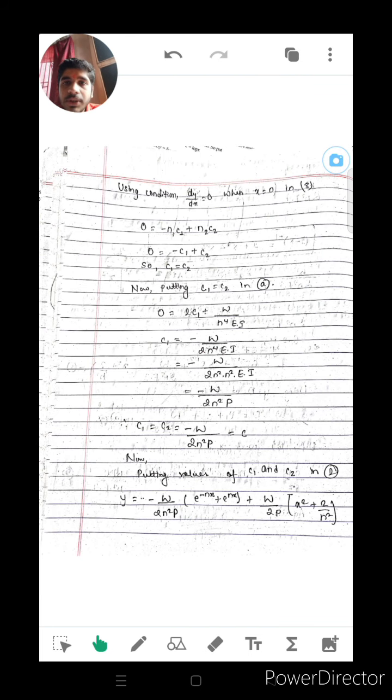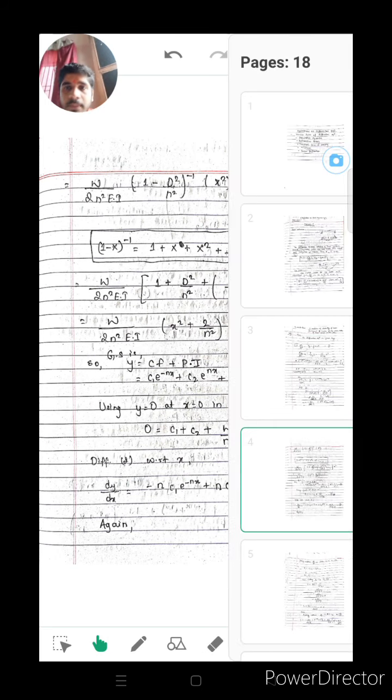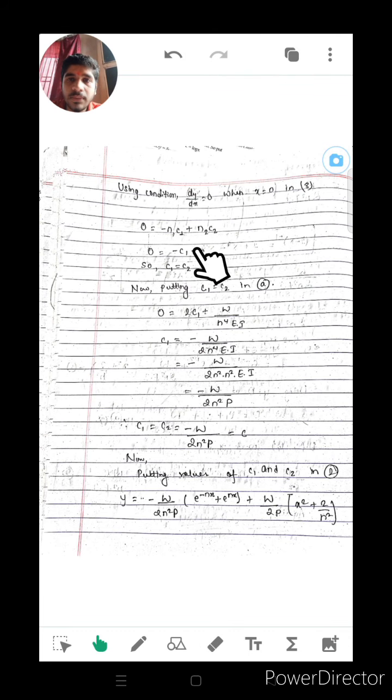Using the condition dy by dx equals 0 when x equals 0 in equation 3, we get 0 equals n1 c1 and n2 c2 minus n1 c1 plus n2 c2, so 0 equals minus c1 plus c2. So c1 equals c2.